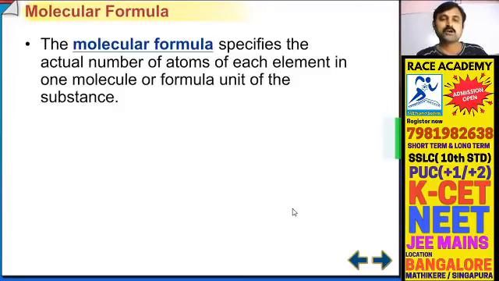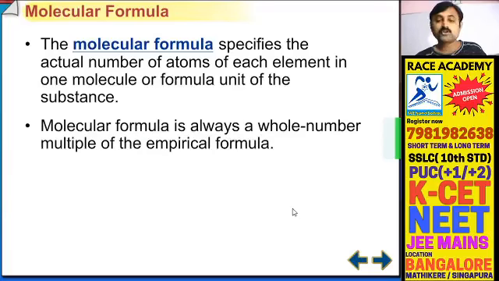The molecular formula specifies the actual number of atoms of each element in one molecule or formula unit of a substance. What is the molecular formula? It tells about the actual number of atoms of each element present in one molecule or formula unit of the substance. The molecular formula is always a whole number multiple of the empirical formula. Another important thing to understand about the molecular formula: it is always a whole number multiple of the empirical formula.